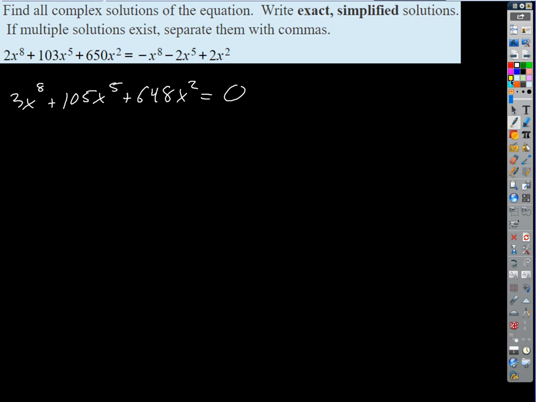Are you testing on this? Yeah, we're going to test on this. That's the most important.